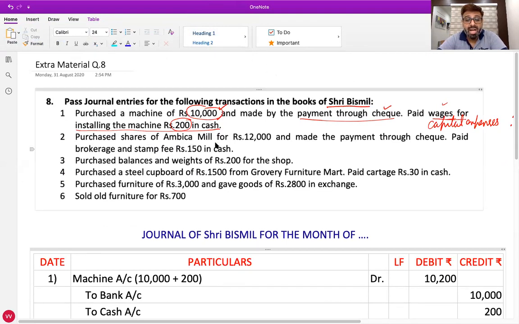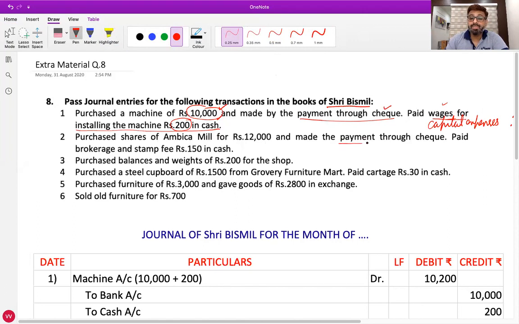Purchased shares of Ambika Mill for rupees 12,000 and made online payment through check. Paid brokerage and stamp fees rupees 150 in cash. Is this brokerage and stamp fees a one-time expense or recurring expense? One time expense. Capital expense or revenue expense? Capital. So again underline brokerage and stamp fees and write capital expense.